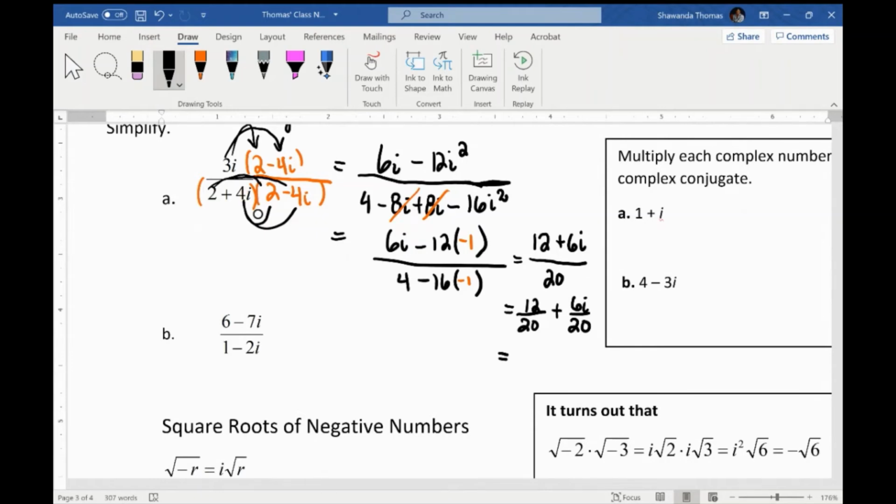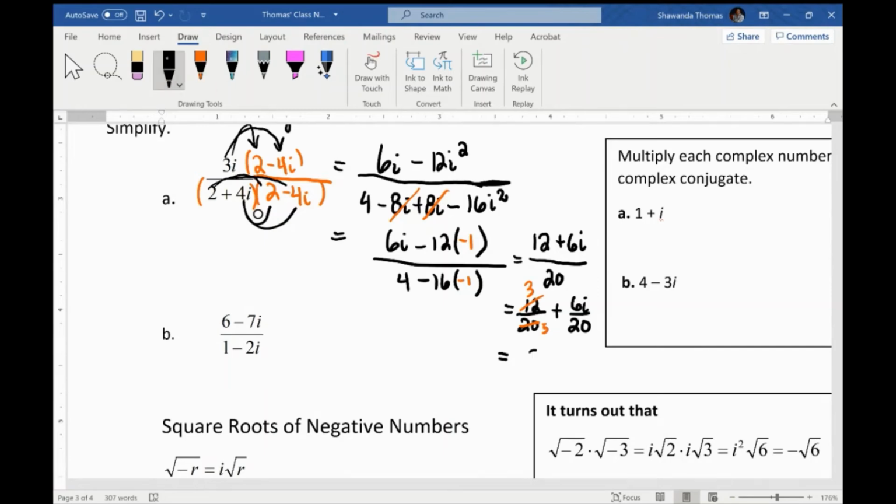All right, so we're going to reduce 12 and 20. How can we reduce 12 over 20? By 4. 4 can go into 12 how many times? 3 times. And 4 can go into 20 5 times. So 3/5.